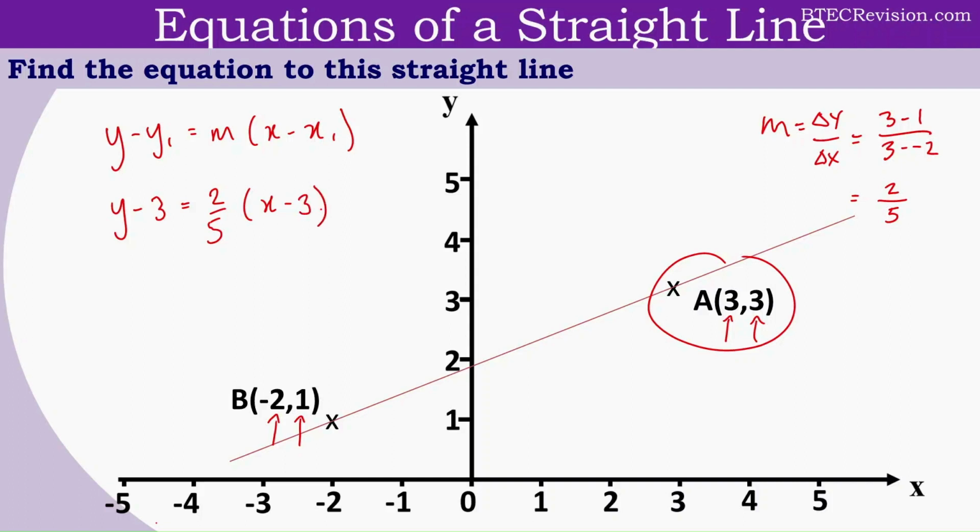Now we just need to simplify. So it's going to be 2x over 5 take away 3 times 2 over 5, and we'll take the 3 from the left hand side to the right hand side, so that will give us plus 3. Simplifying our answer, we get y is equal to 2 over 5x plus 9 over 5.